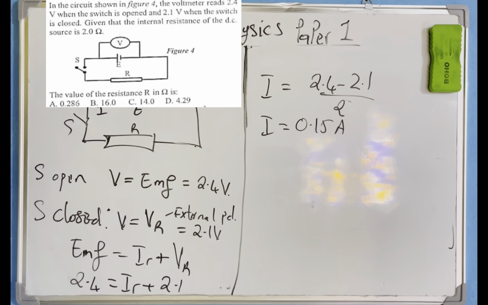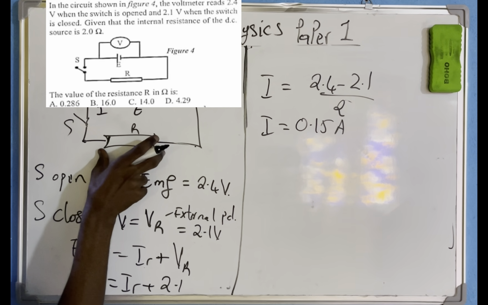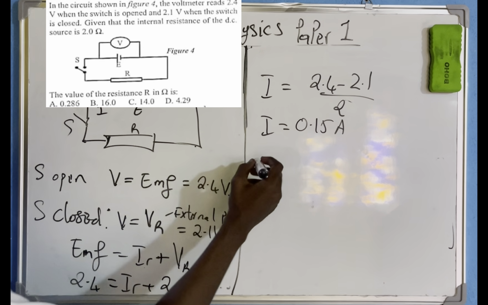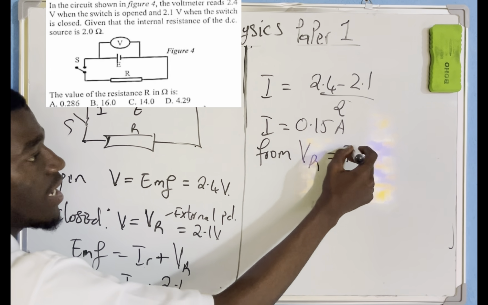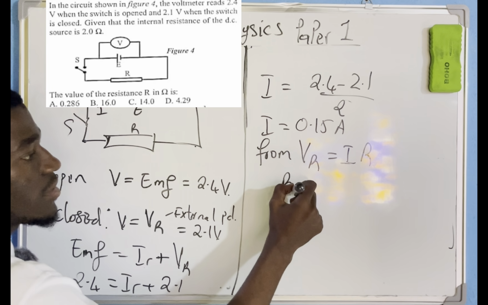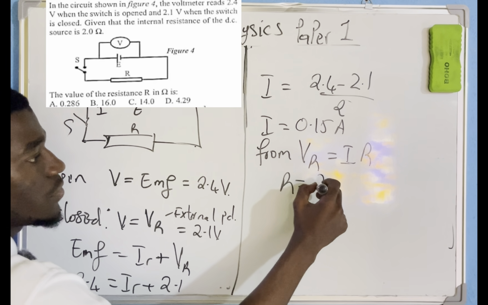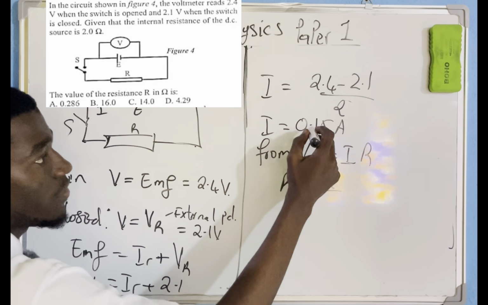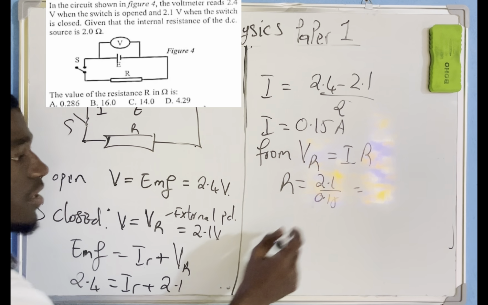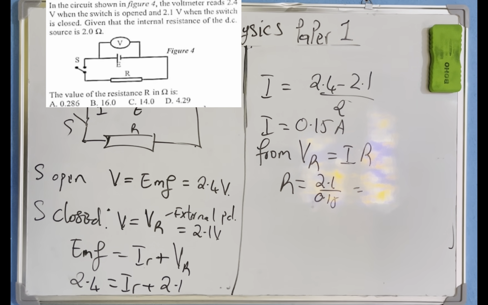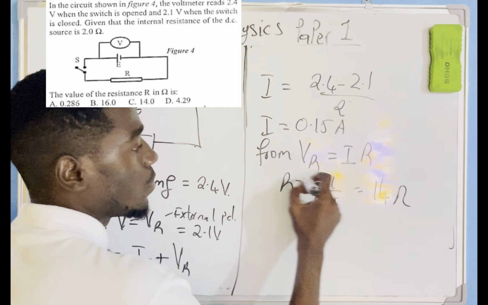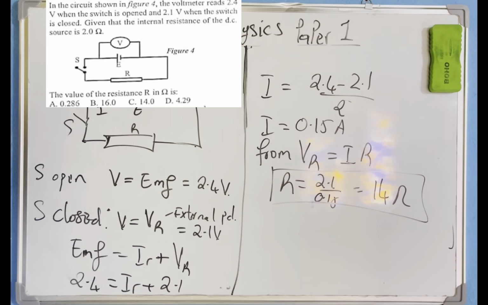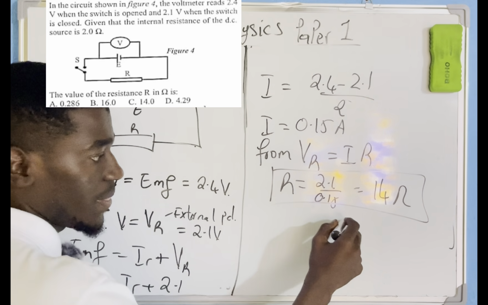But we are not looking for the current. We are looking for the external resistance. From V external, which is IR, R is simply V external, which is 2.1, divided by the current flowing in the circuit, which is 0.15, making the resistance 14 ohms, and the correct proposal to be C.